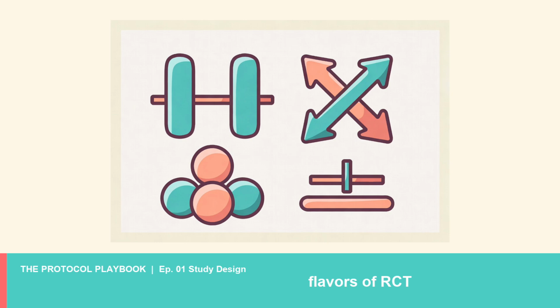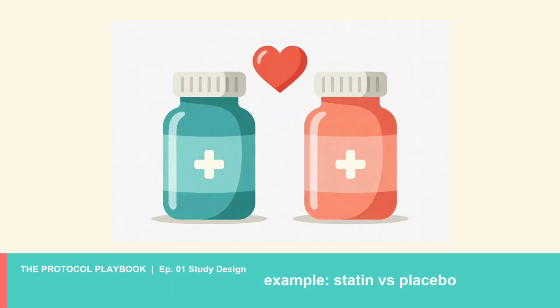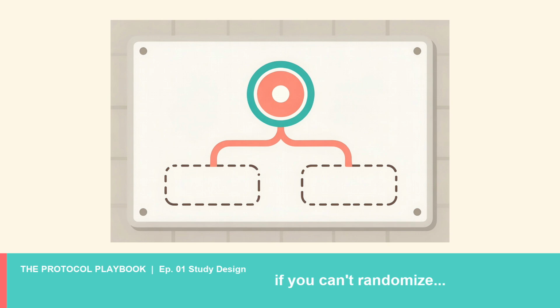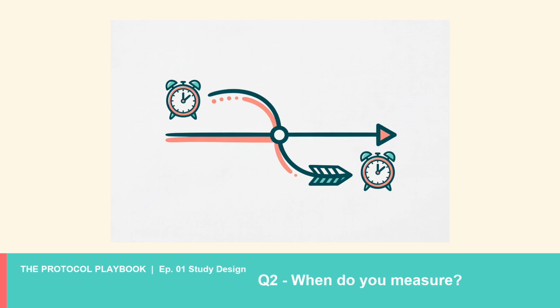You control the exposure. Example: you want to test a new statin against placebo for preventing a second heart attack. You can consent patients, randomize them, follow them. That's an RCT, and specifically a parallel group RCT. If you can't randomize, ethics says no, feasibility says no, or the exposure already happened, you're in observational territory.